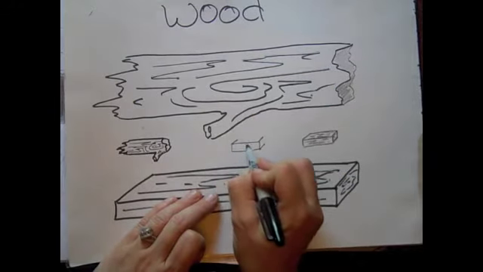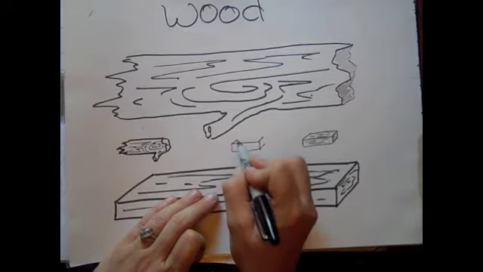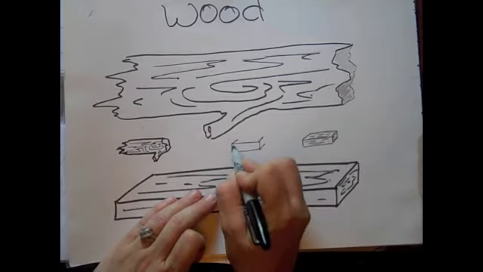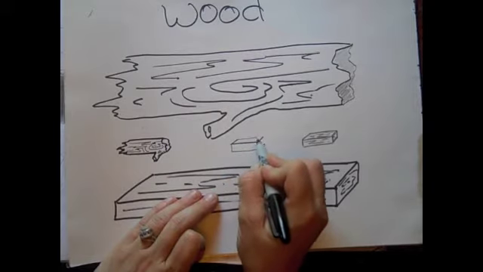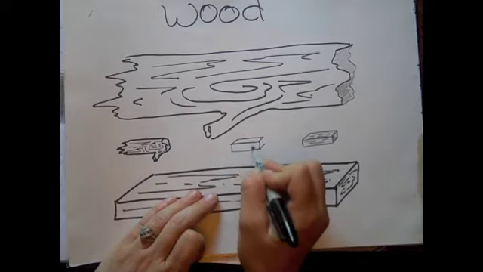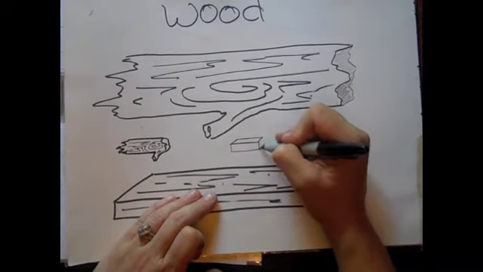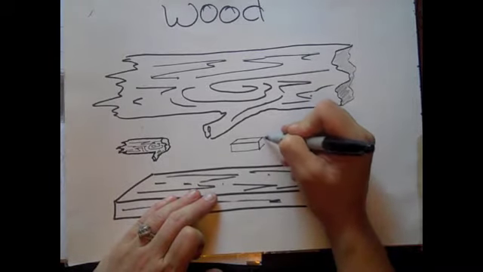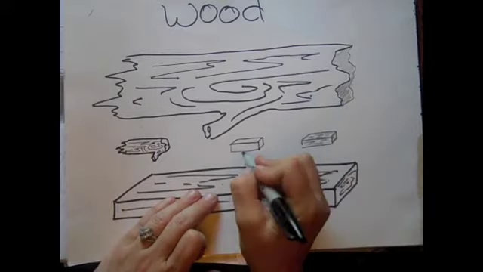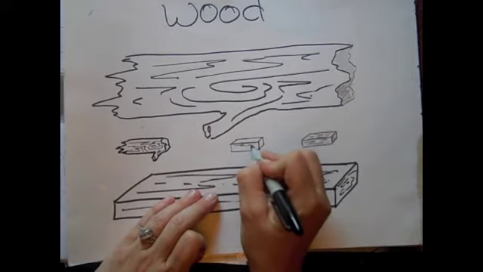Then you're going to make a horizontal line touching this point and this point. Now this horizontal line has to be parallel to this line. So I'm going to make another horizontal line parallel to this one. And the last one is a vertical line that needs to be vertical and parallel to this line. Then you put in your texture.